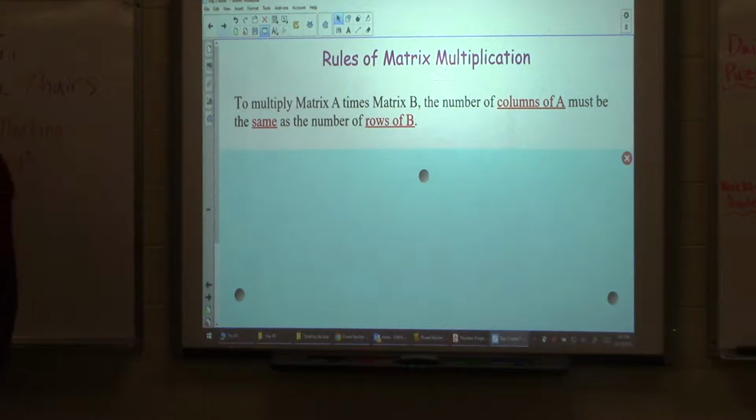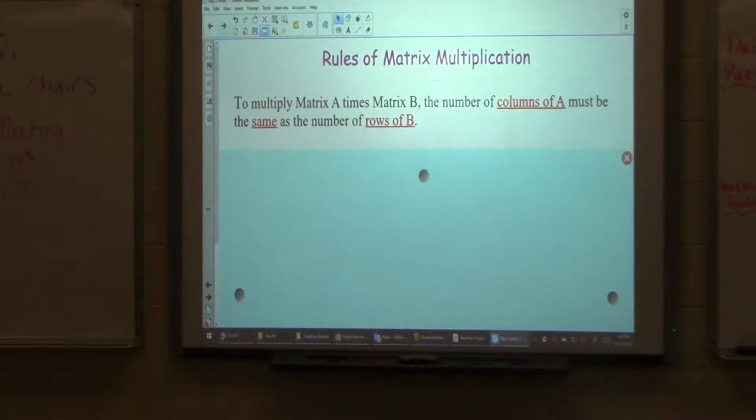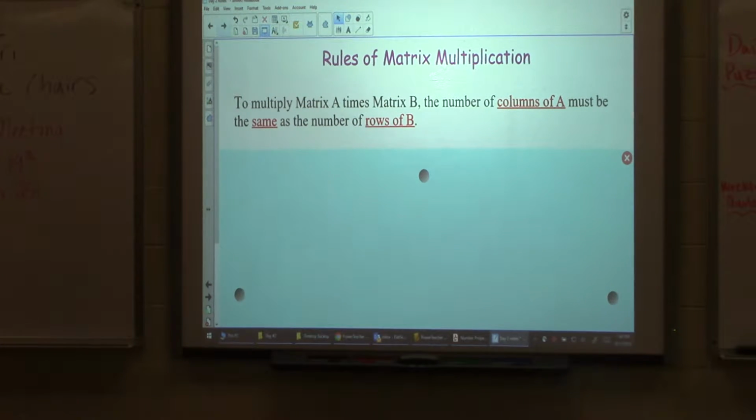So before we can even multiply a matrix, we need to look at their dimensions, because we need the columns of A to be the exact same as the rows of B. There's an easy way to check this, and I'll show you in a second. If they're not the same, it is undefined. We cannot multiply them. We'll see an example where they aren't the same, and I'll show you why we can't multiply them.